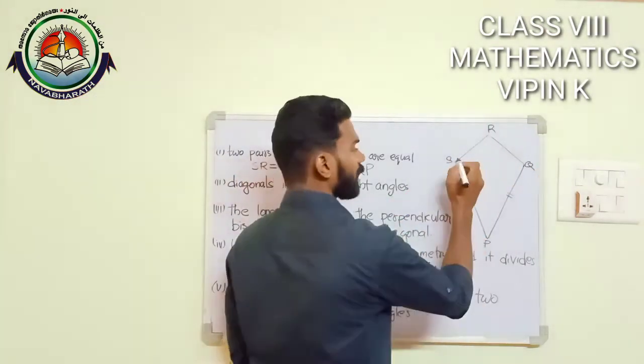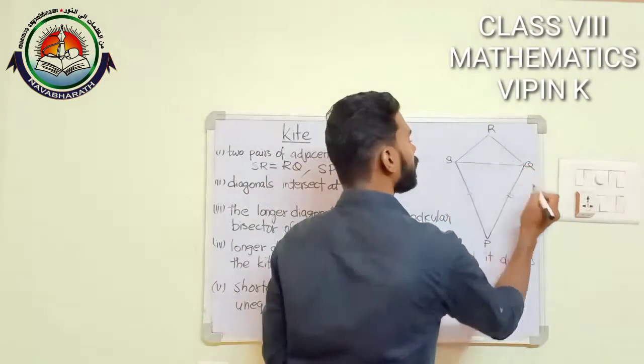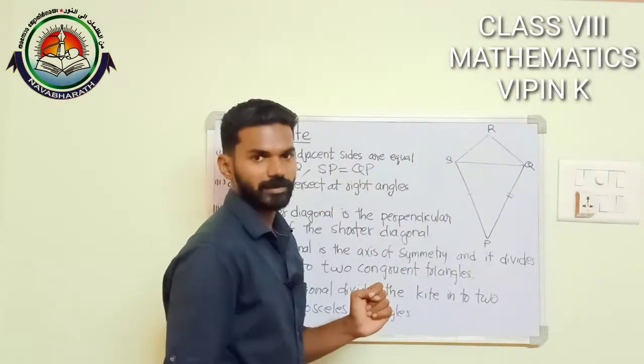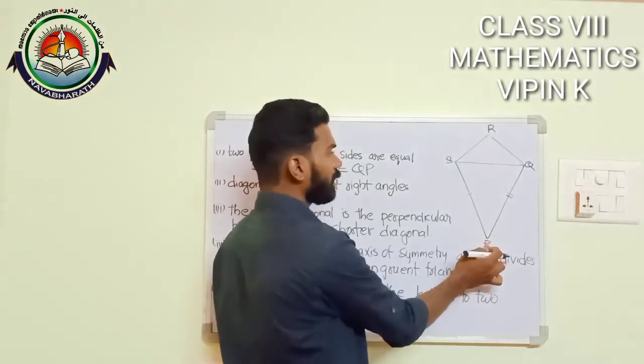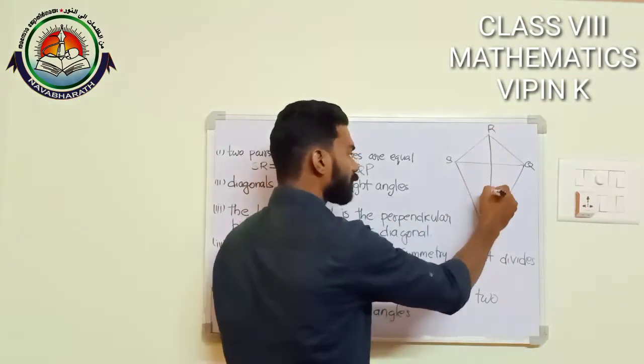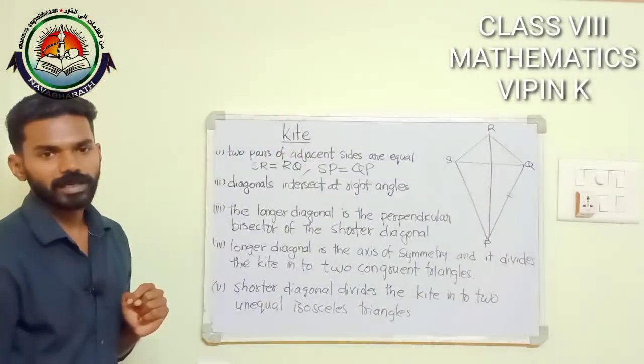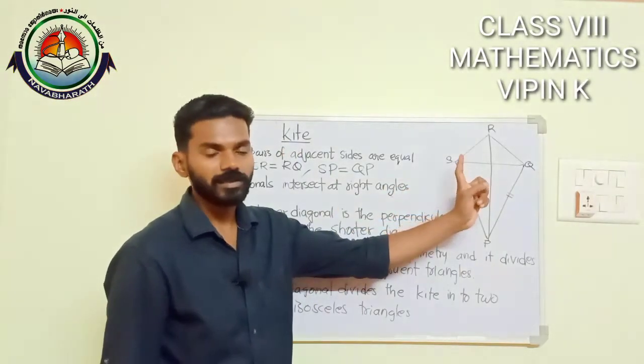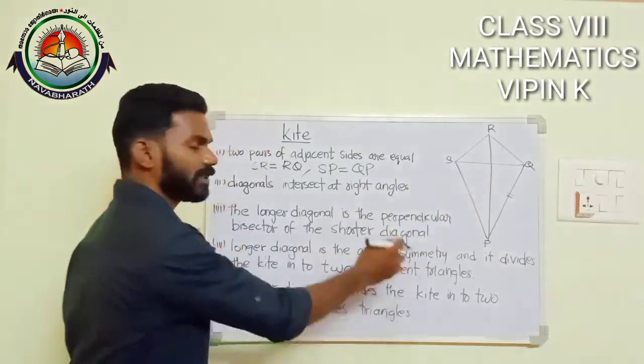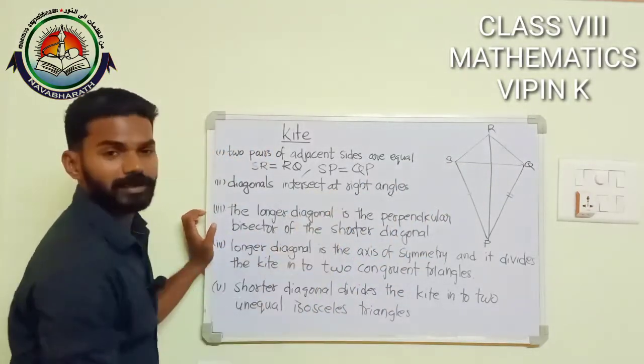Opposite corners S and Q can be joined to draw one diagonal. The next diagonal is by joining P and R. This is the second diagonal. And you can see that they are intersecting at right angles.